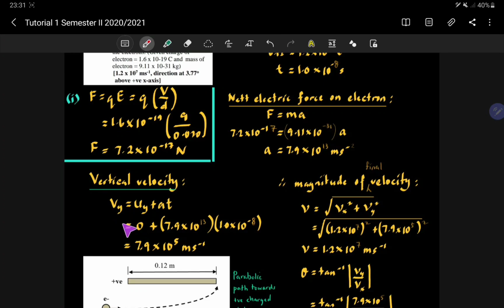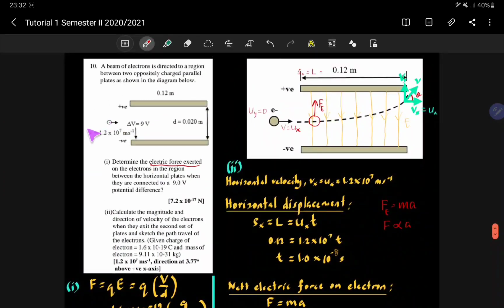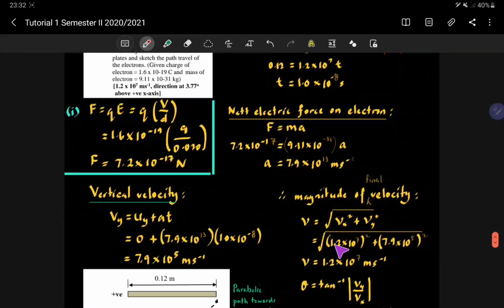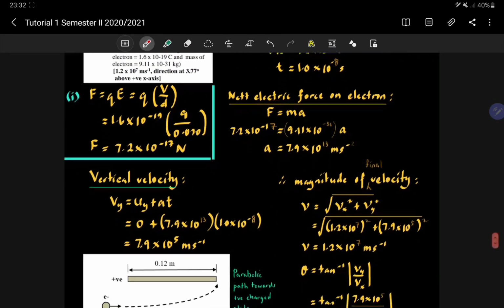By getting vy, we just substitute into the equation for the resultant speed, which is v equals the square root of vx squared plus vy squared. So this is vy, substitute here. Vx equals ux, which is the initial speed given before. Substitute here, and then you will get the speed. The speed comes out as 1.2 times 10 to the power of 7 meters per second.